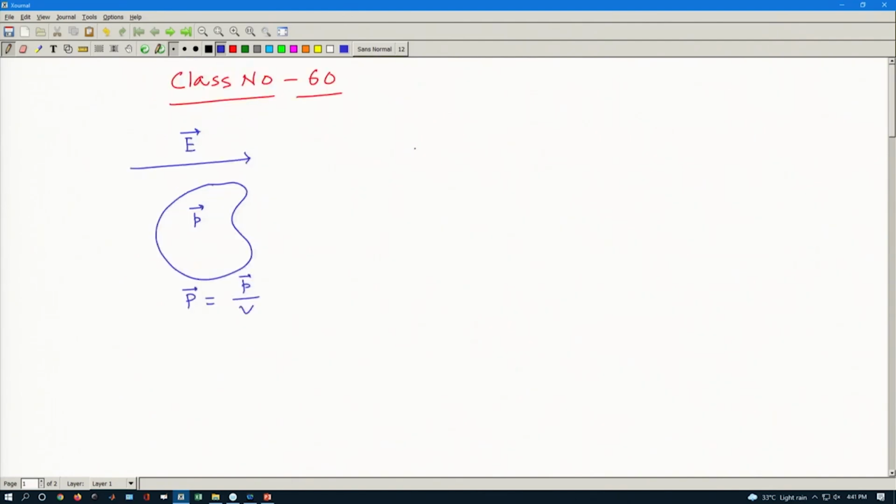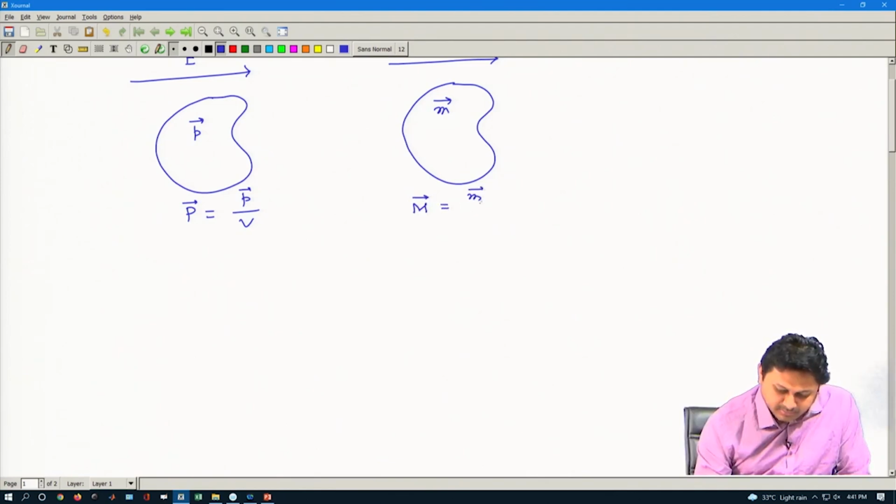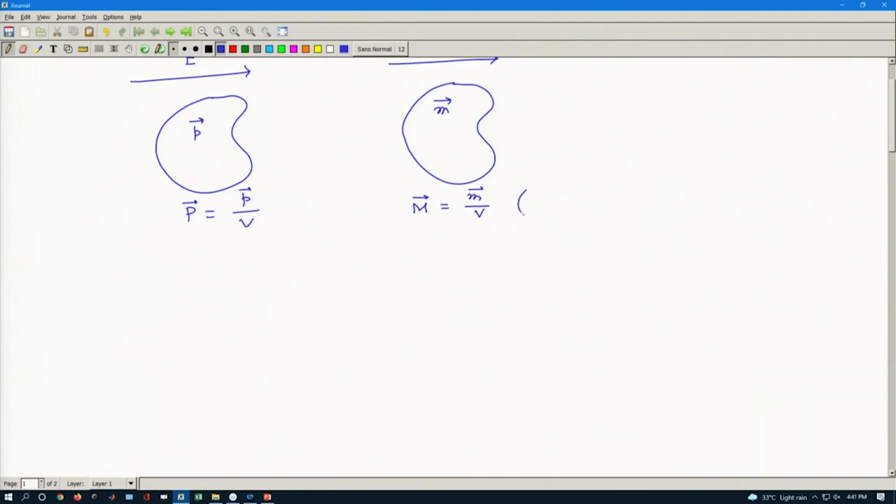In a similar way, if I have a magnetic field here, say B or H, and if I place a magnetic material here, this material is characterized by the magnetic dipole moment, and magnetization M will be the magnetic dipole moment per unit volume. This is, I think, ampere per meter in terms of unit.